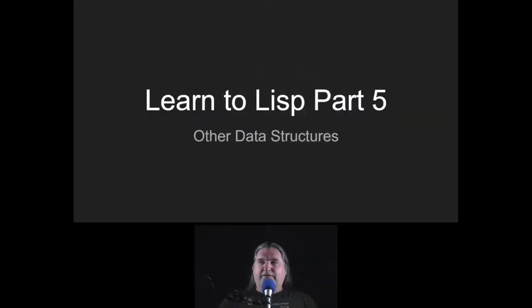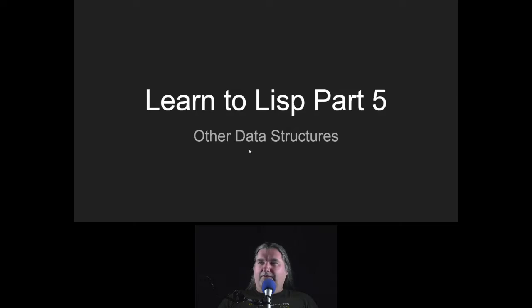All right. I'm going to do Learn to Lisp Part 5, Other Data Structures. We covered some data structures in Lisp in previous parts of the show. These are some that we didn't get to yet, but they're pretty important to the way Lisp works, and it's sort of the beginning of the end. I want to get to one final thing that's really cool about Lisp, but you need to know these data structures before we get there. So what am I going to talk about?